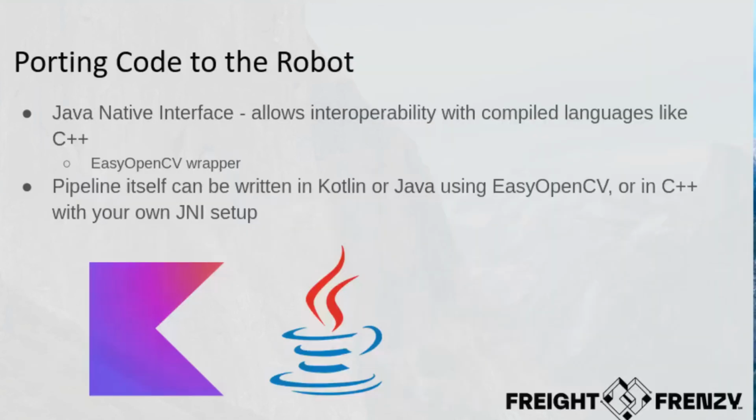Once you have completed a working prototype in Jupyter, you will need to port your code onto the robot. For OpenCV, code can be written either in C++ and called using the Java native interface, or it can be written in Java, Kotlin, or other JVM languages using EasyOpenCV, a wrapper library for OpenCV. Once the code is running on the bot, it is usually a good idea to stream the image to the driver controller during initialization, so that you can make sure your vision is functioning before they randomize.